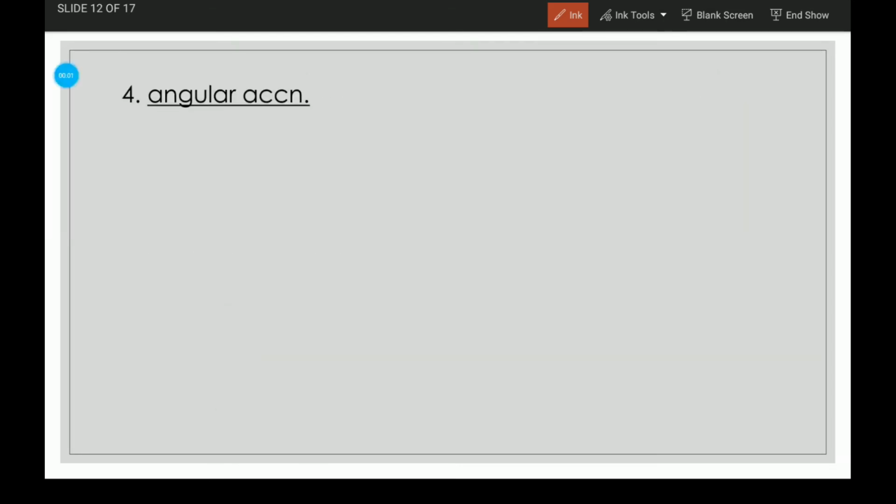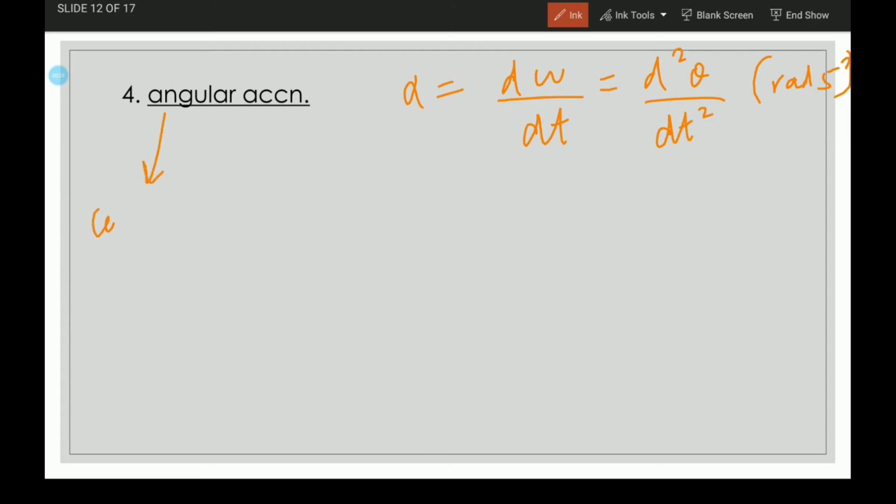Number 4, the angular acceleration. Now, the angular acceleration is defined as the rate of change of angular velocity with time, that is d omega by dt, or it can be also written as d2 theta upon dt square. Its SI unit is radian per second square. Now, there are 3 types of angular accelerations. The first being centripetal acceleration. Now, the centripetal acceleration is given by v square by r, or r omega square, where v is the instantaneous velocity, linear velocity.